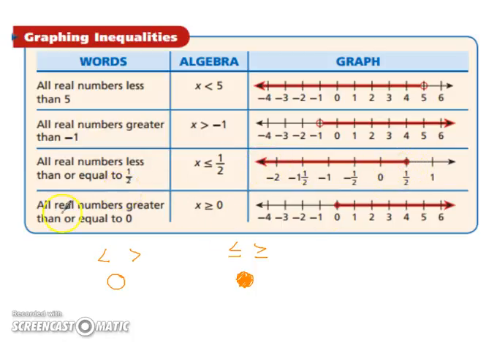Okay. Then we have all real numbers greater than or equal to 0. So x is greater than or equal to 0. So because 0 is a possible value, it's going to be a filled in circle, and then greater than. Where are the numbers larger? Numbers are larger to the right, so that's where you're going to shade.